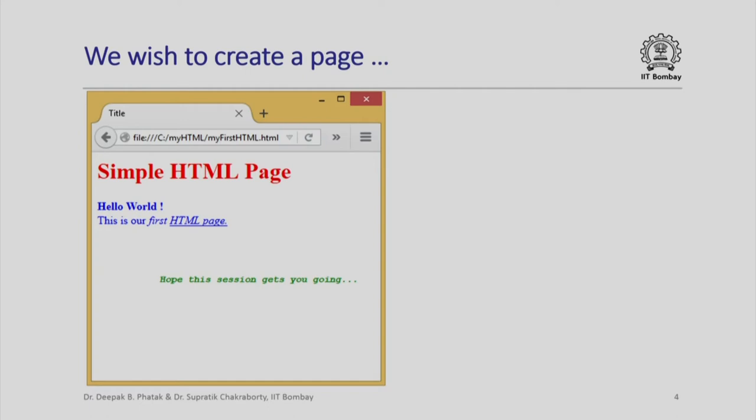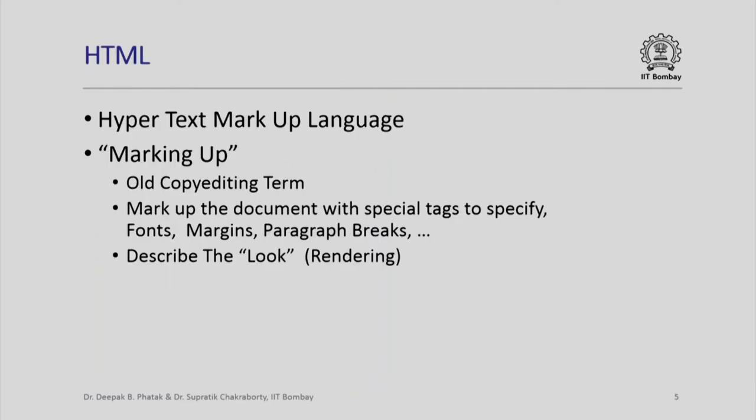Note that I can create a text document using all this text, but now I have to somehow inform the browser that when you display this text, please display it in such a fashion that the first sentence is read, etc. This is where the hypertext markup language helps us through the various tags that it permits us to use. Please remember that marking up is an old copy editing term which people used when they were given a printout to be proof edited, and there they marked up portions of the text to say that this particular portion of the text should look like this or should appear as bold, etc. They use special tags to specify fonts, margins, paragraph breaks, and the same terminology has been used by HTML.